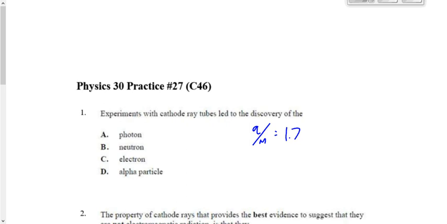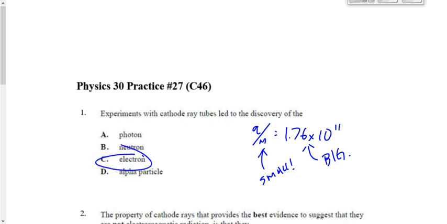electron, or of the cathode ray, and he found that it was 1.76 times 10 to the 11. That number that we have right there, you don't need to remember that number, but you do need to know that that number is really, really big. In fact, so big that the mass must be really, really small. If the charge to mass ratio is bigger than the charge to mass ratio of the smallest atom, then the mass must be smaller than the mass of the smallest atom, hence subatomic particle, hence it's an electron.